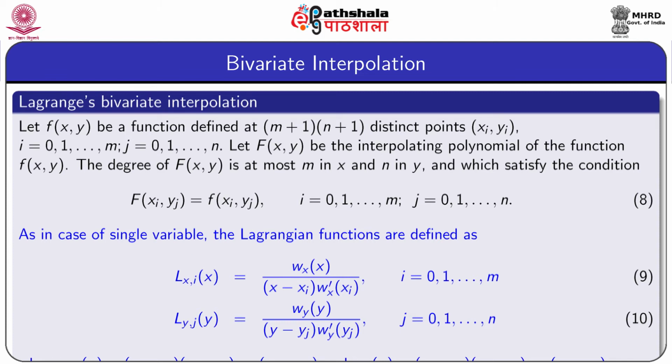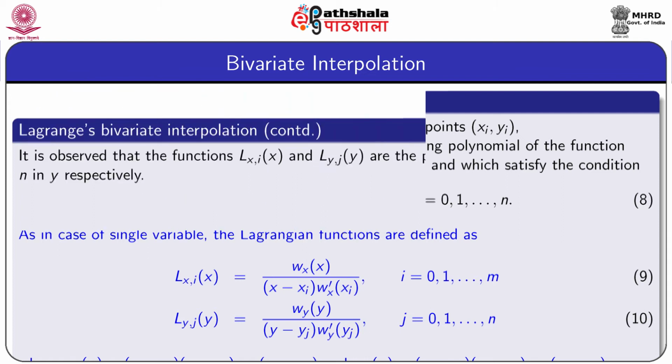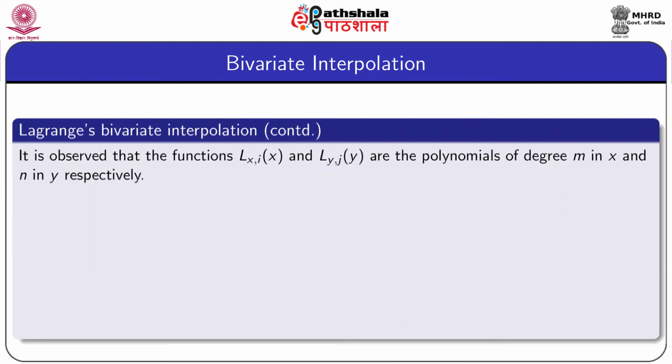That means equations 9 and 10 give the Lagrangian function for x alone and for y alone, where Wx of x equal to (x minus x0) into (x minus x1) up to (x minus xm), and Wy of y equal to (y minus y0) (y minus y1) up to (y minus yn). It is easy to observe that the function Lxi of x is a polynomial in x of degree m, and Lyj of y is another polynomial of y of degree n.